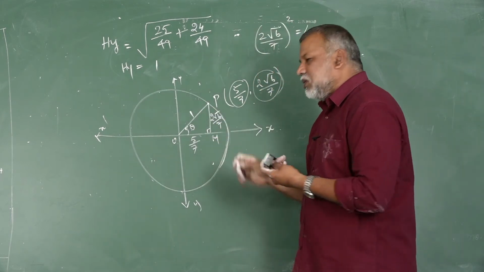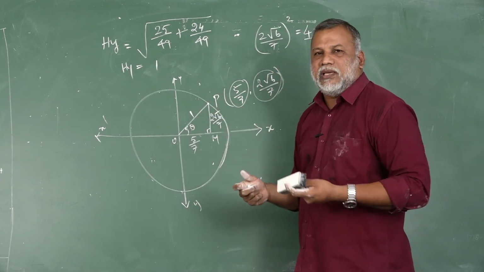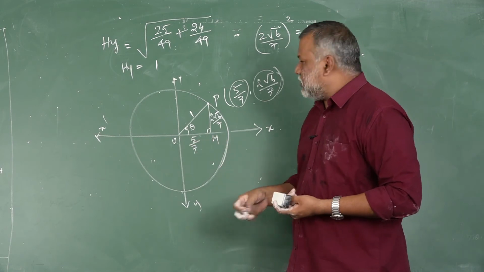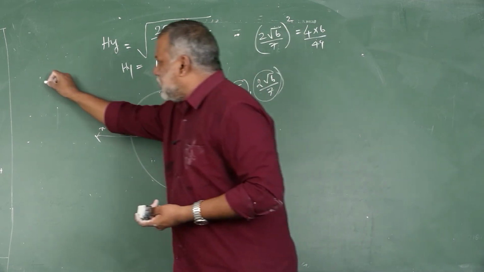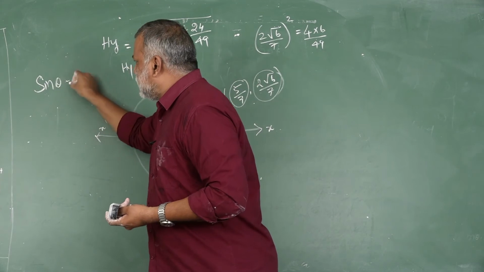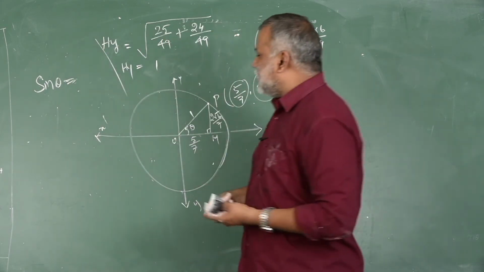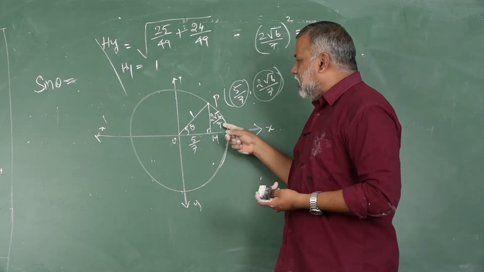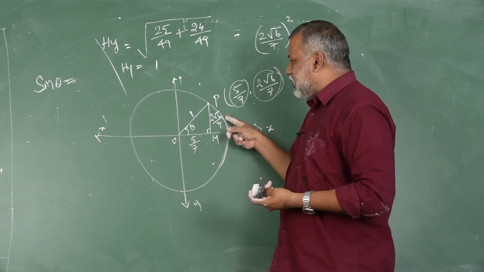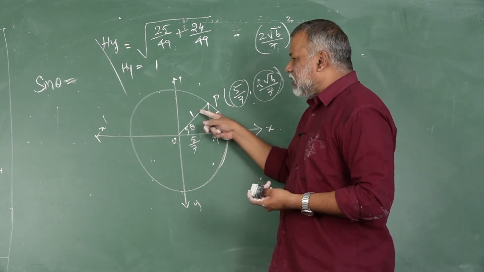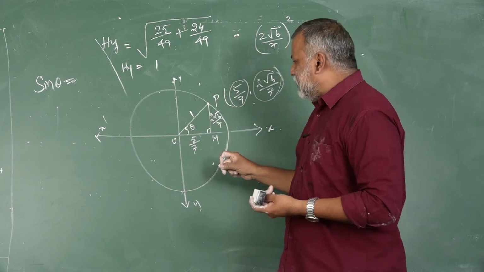Now we are able to work out from the basic results. What is the value of sine? Sine theta means opposite side over hypotenuse: 2 root 6 divided by 7 divided by 1. Dividing by 1 is nothing but leaving the value.